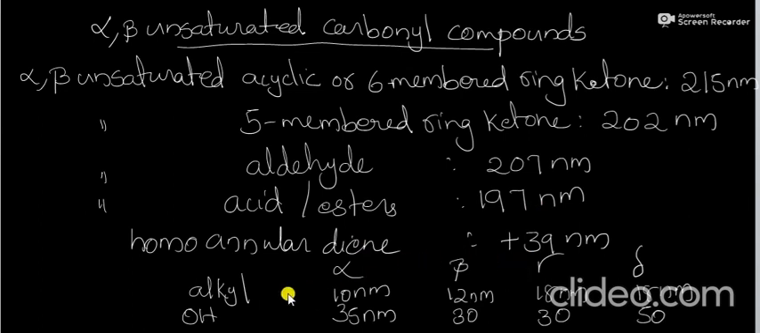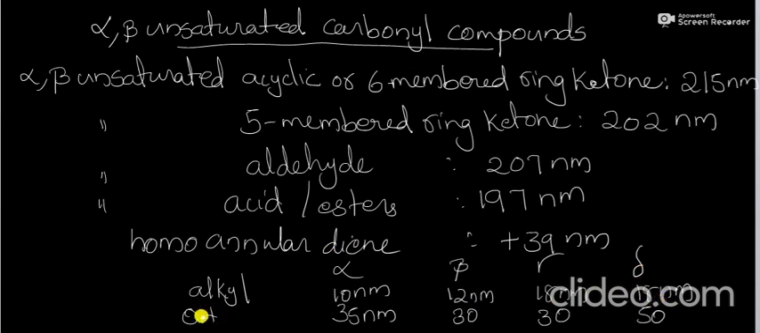Then for alkyl residue or ring residue, if it is present at alpha position, plus 30 nanometer. If it is at beta position, plus 12 nanometer. If it is at gamma position, plus 18 nanometer. If it is at delta position, plus 18 nanometer.